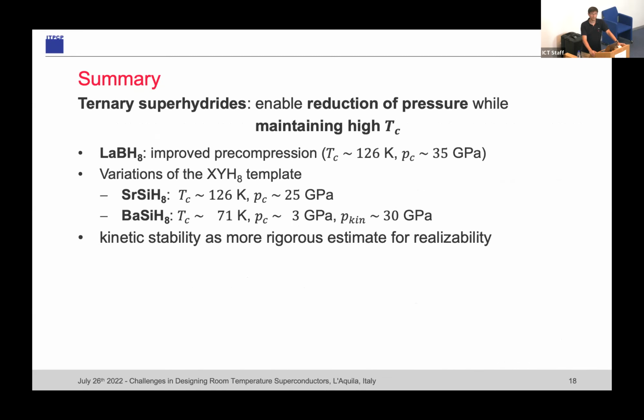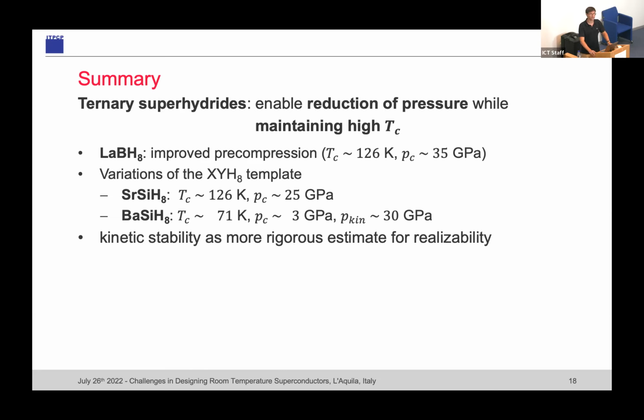With that, I'm at the end of my talk, and I very quickly want to summarize what I showed you today. So I've been focusing on the ternary superhydrides, which enable a considerable reduction of pressure while still maintaining a very high Tc. I've talked a bit about the lanthanum-boron H8, which is very interesting. It has a Tc of about 130 Kelvin and is dynamically stable down to 35 gigapascals of pressure.